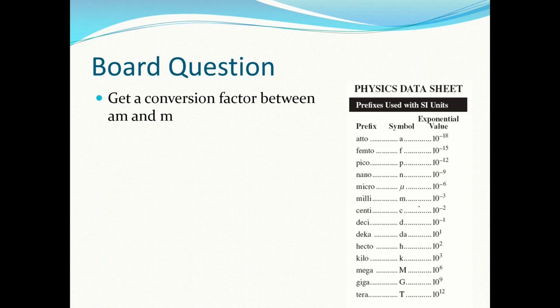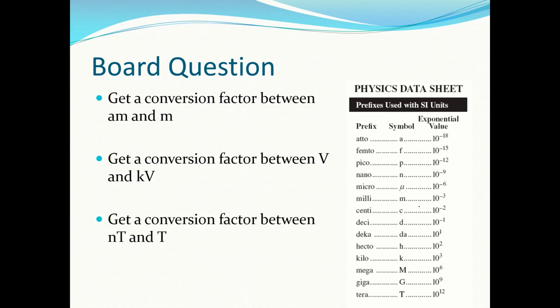So let's do a board question. So I want you to pause the video and try all 3 of these. See if you can get the same answer as me. I'm going to go through them now. Find a conversion factor between a meter and attometers. What's an A? Oh, it's an attometer. So I just put 1 attometer is equal to 1 times 10 to the negative 18 meters. And I write that out. 1 attometer is equal to 1 times 10 to the negative 18 meters.